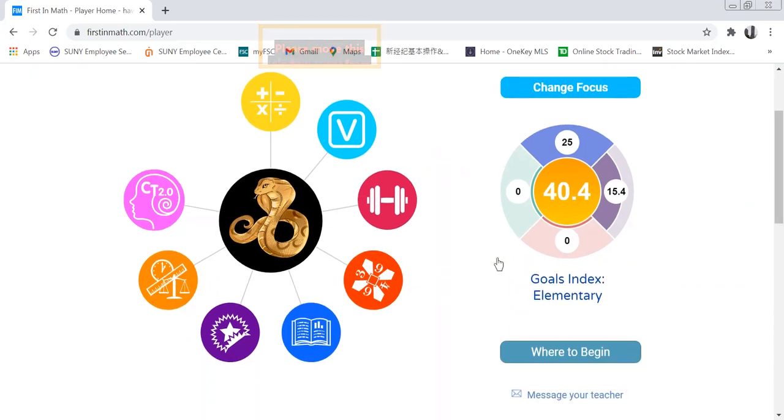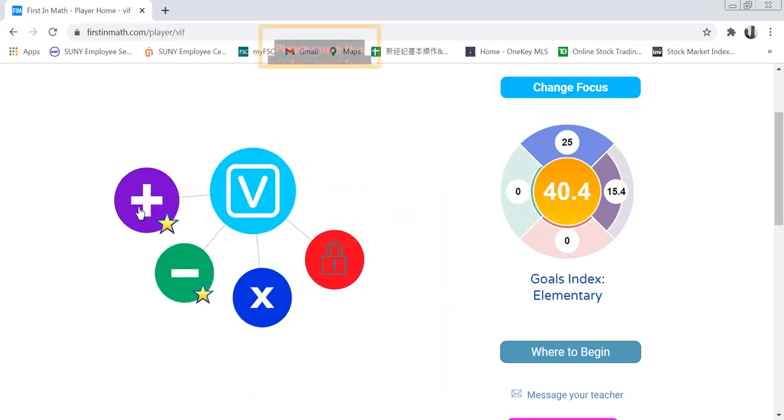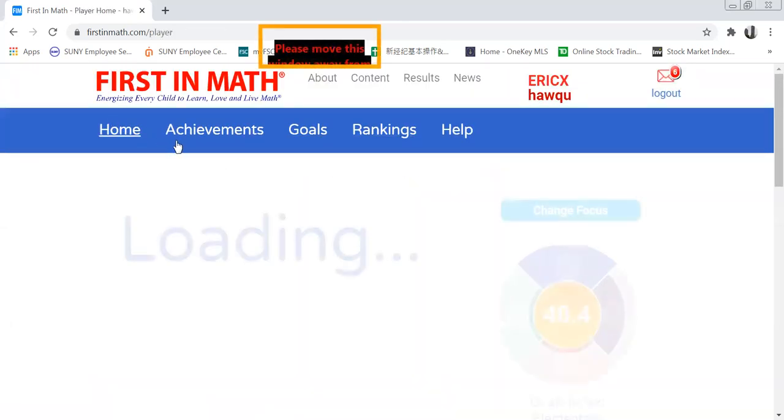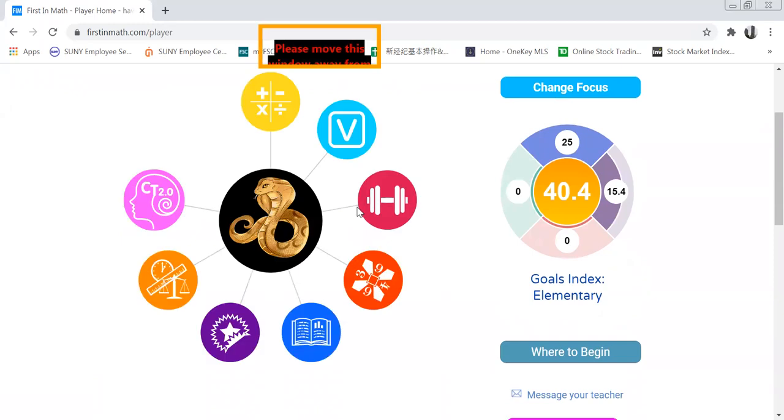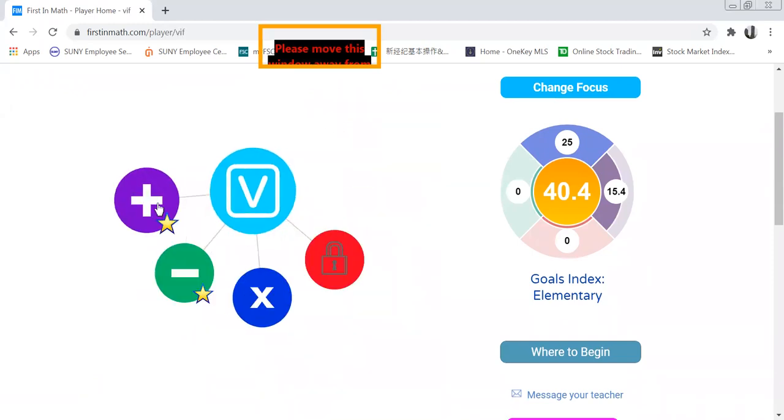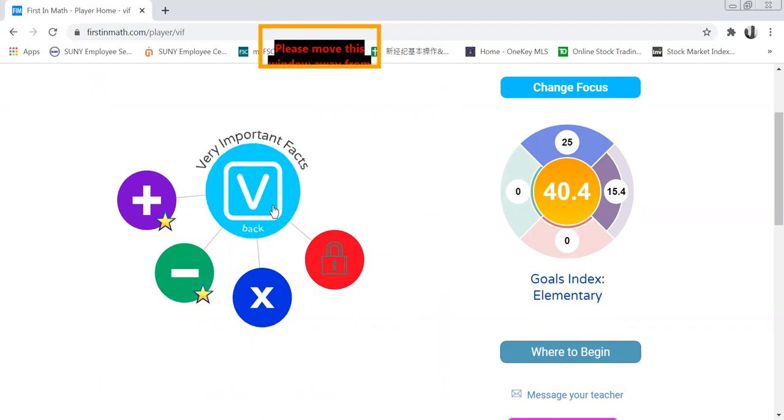So these are the top games which will give you the most. Number one, Very Important Facts. For Very Important Facts, you can farm. For this, you can skip the video and go immediately on to the next one. And then just doing questions, you can get a lot from addition, subtraction, multiplication, and division.